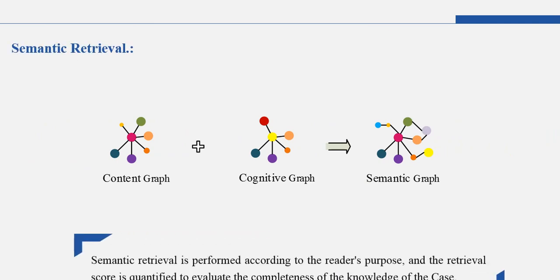Finally, we proposed that objective content combined with subjective individual cognition of contents can obtain more complete semantic knowledge, carry out semantic retrieval according to the reader's purpose, and evaluate the completeness of case knowledge by qualifying the retrieval source.